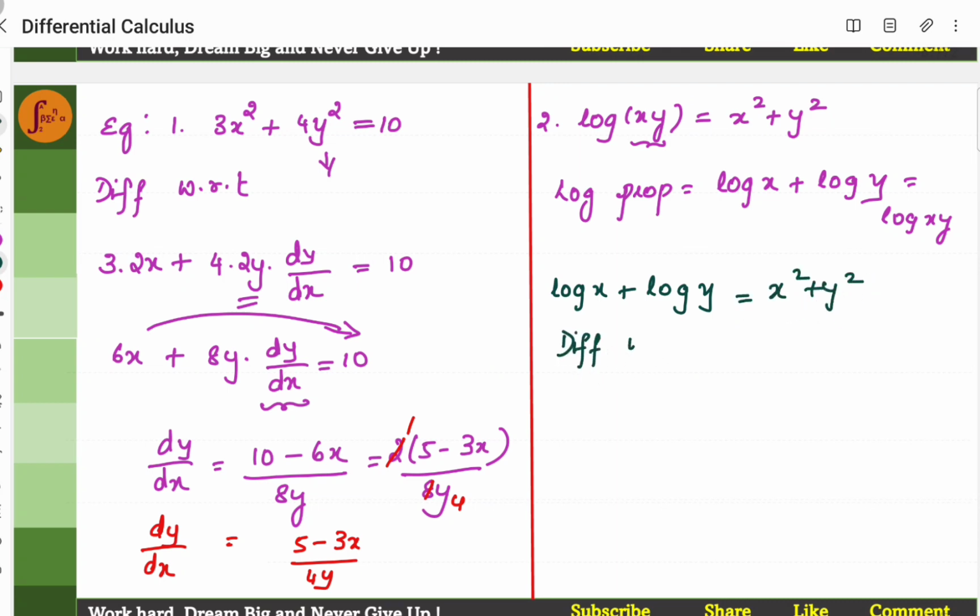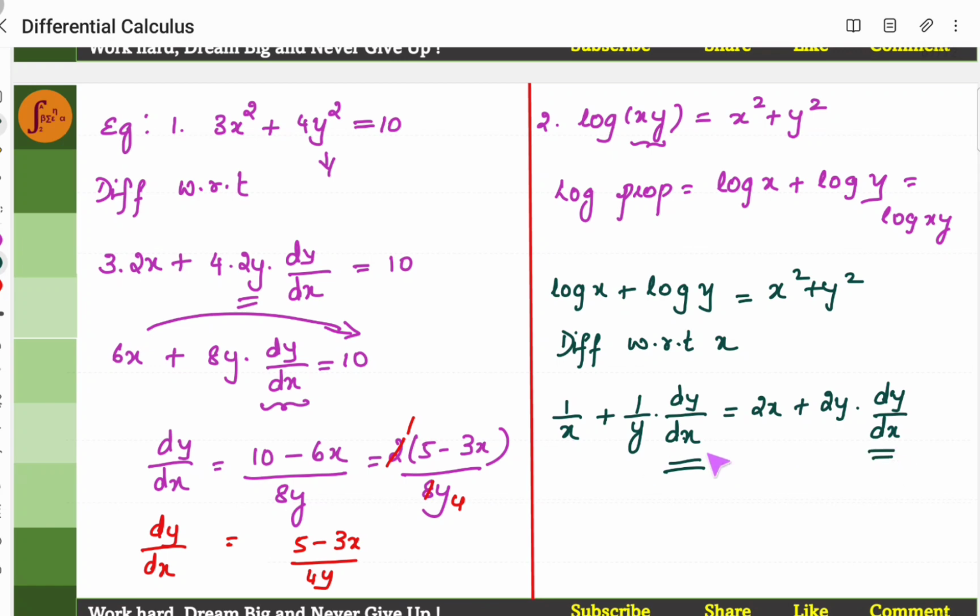Now let's differentiate with respect to x. So the derivative of log x is 1 by x, log y is 1 by y, and we need to put dy by dx, because we are differentiating y with respect to x, is equal to x square is 2x, the derivative of y square is 2y into dy by dx. So other than x, if you find any other term like y or z or t, then you have to put d by dx of that particular term, be it y or t or z, right? Now what we'll do, we'll bring dy by dx to one side, and we'll take everything else on the other side.